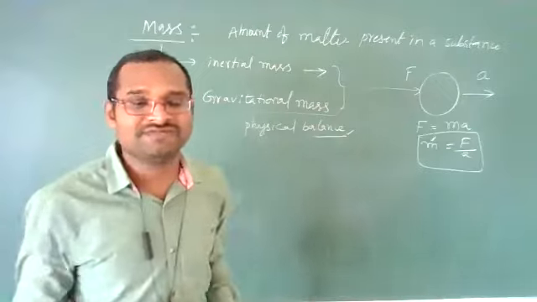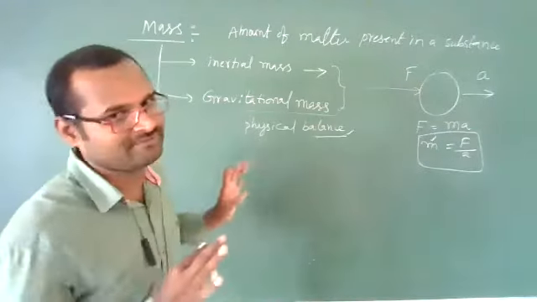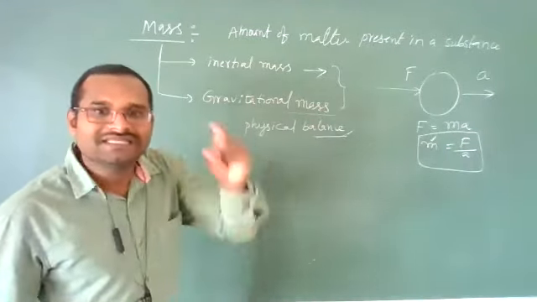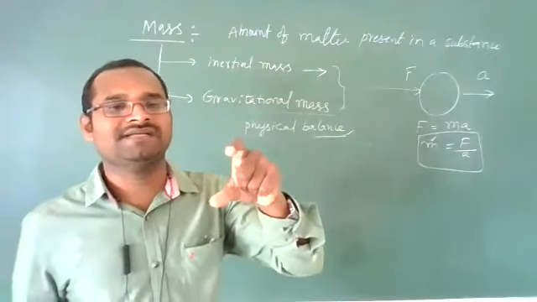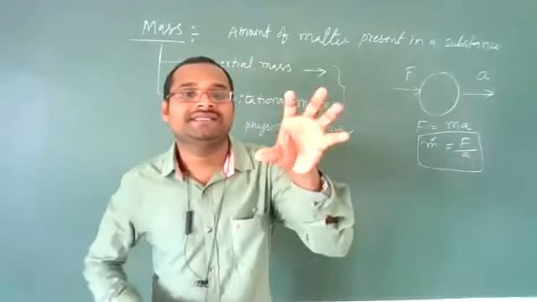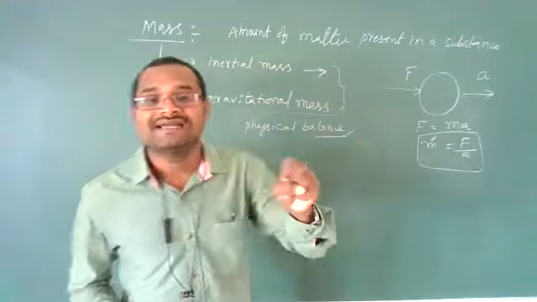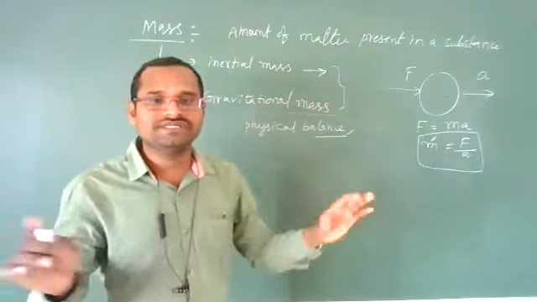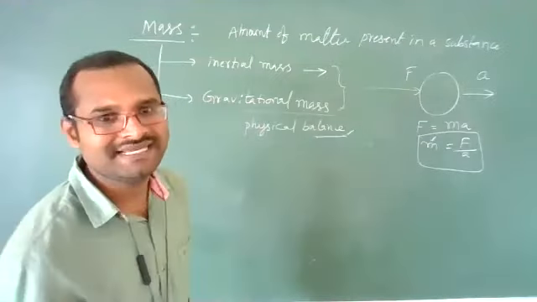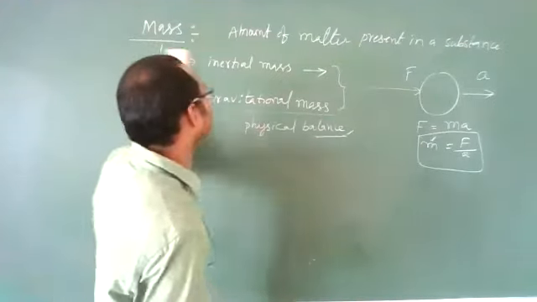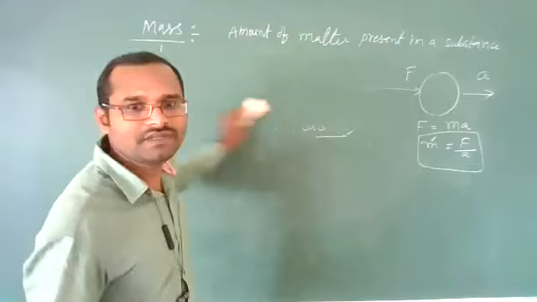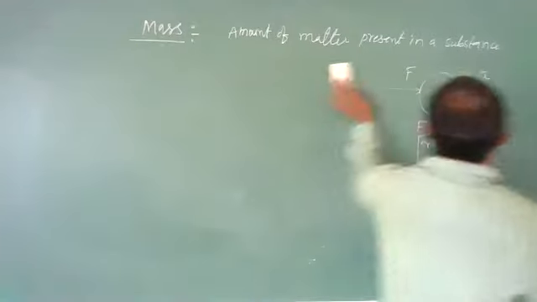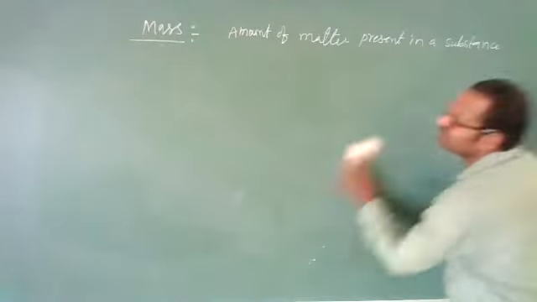At that time you will ask me, sir, what is this? That's why I am explaining now. By doing experiments, scientists have calculated that these two values, inertial mass and gravitational mass, are almost the same. So there is no difference between them. Just consider mass only. Now, how will we measure the mass?